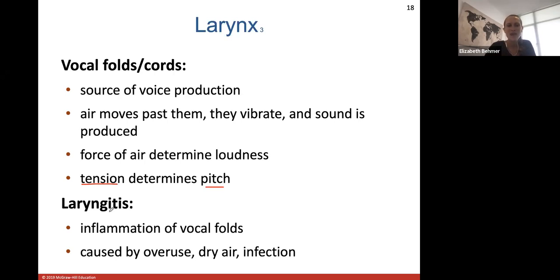Laryngitis, again, whenever we have a word that ends in itis, that always means inflammation. So laryngitis is inflammation of the vocal folds. And that can be caused by overuse, so you might lose your voice, dry air. Sometimes you lose your voice when it's really cold and dry out, or some sort of infection.